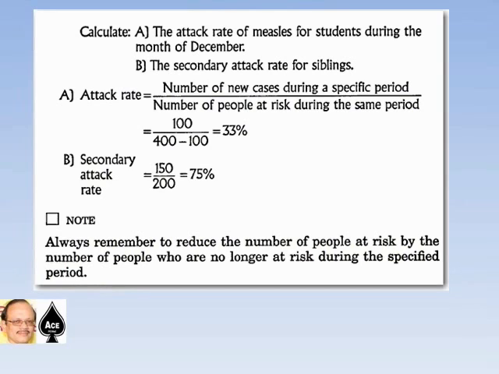So, that's the answer. Attack rate is equal to number of new cases during a specified period divided by number of people at risk during the same period. So, 100 by 400 minus 100, that is 100 by 300, 33%. And secondary attack rate is the 150 children we already said, and 200 remaining, 150 by 200, 75%. So, we have to reduce the number of people at risk by the number of people who are no longer at risk during the specified period. That's how the number 200 came.